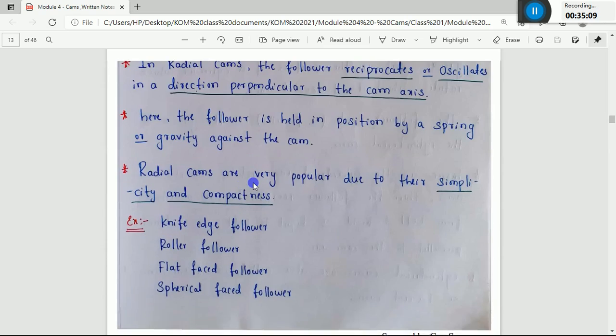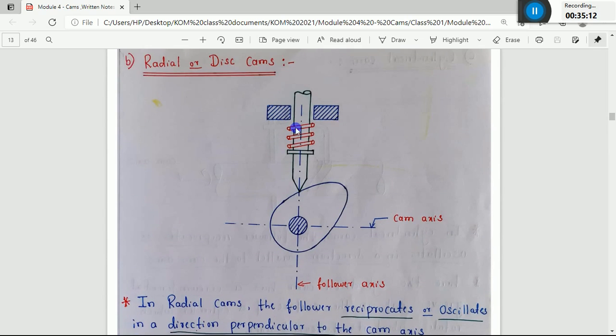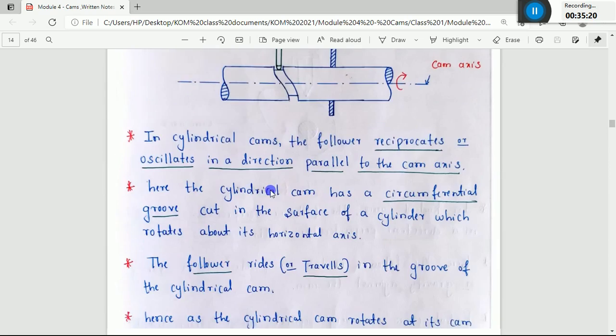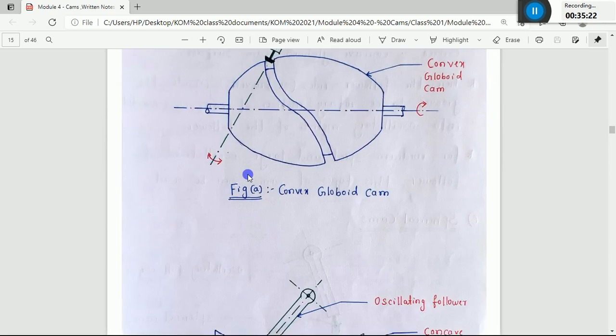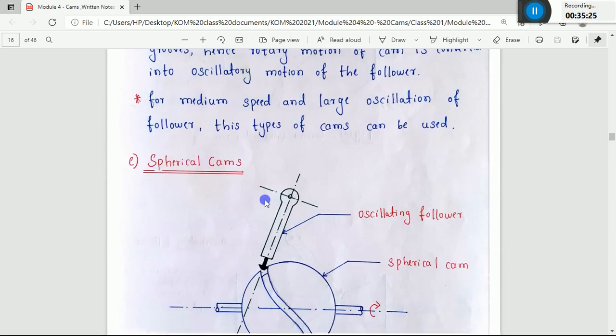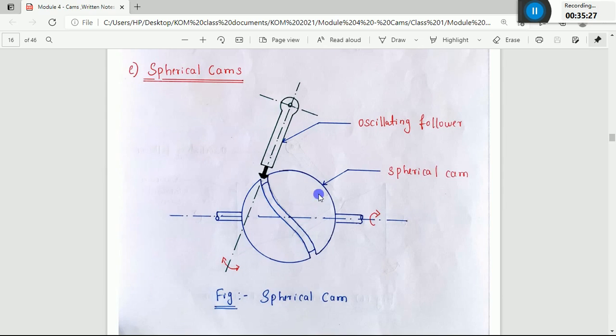But in the case of a radial cam, you can see the axis of this follower and the axis of the camshaft are perpendicular to each other. That is the only difference between this radial cam and the remaining 3. So these are the 5 types of classification of cams based on the shape of the cam.